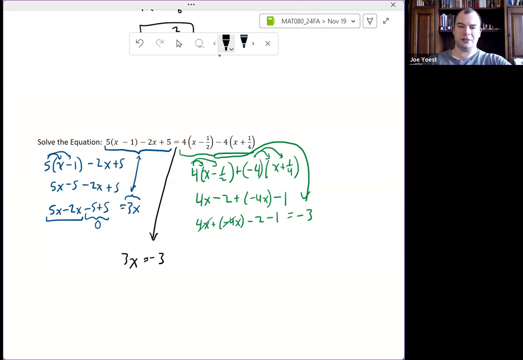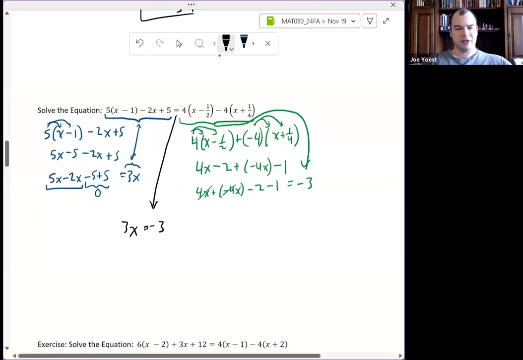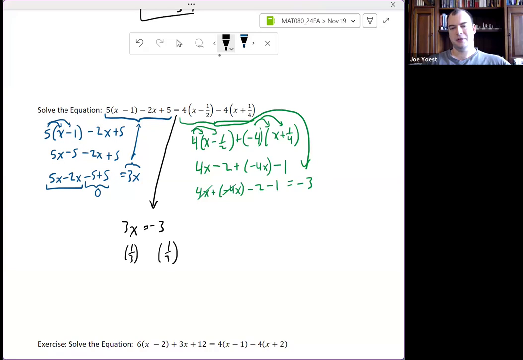I have just one equation solving step I need to perform. I have number times x equals number, multiplied by the multiplicative inverse on both sides, multiplicative inverse of the coefficient on the x. 3 times 1/3 is 1. 1x is just x. And negative 3 times 1/3, negative 3/3 is negative 1.